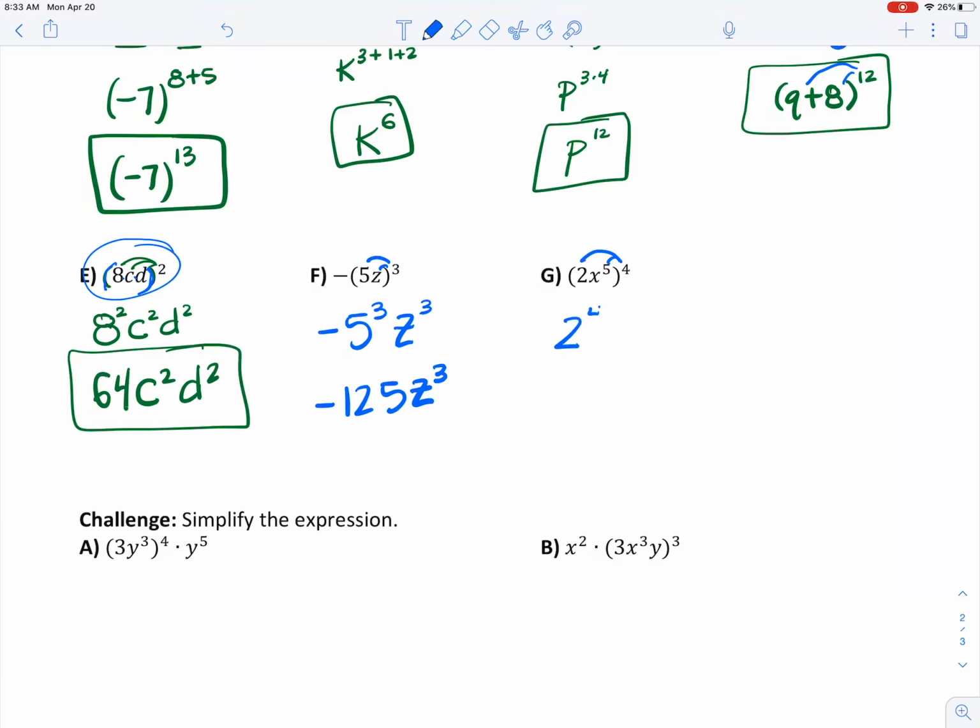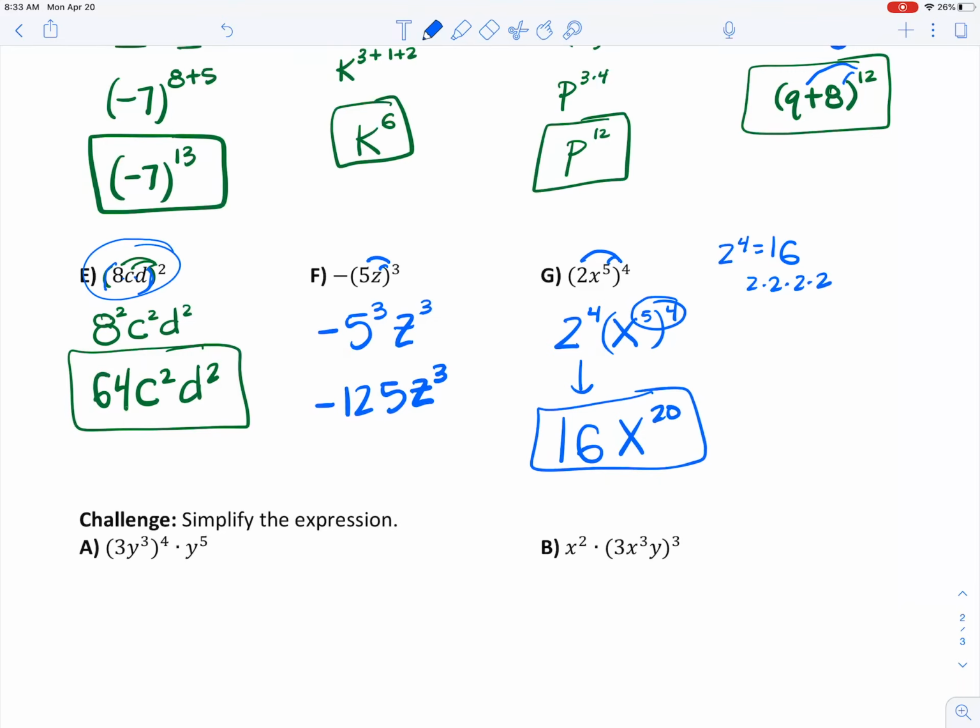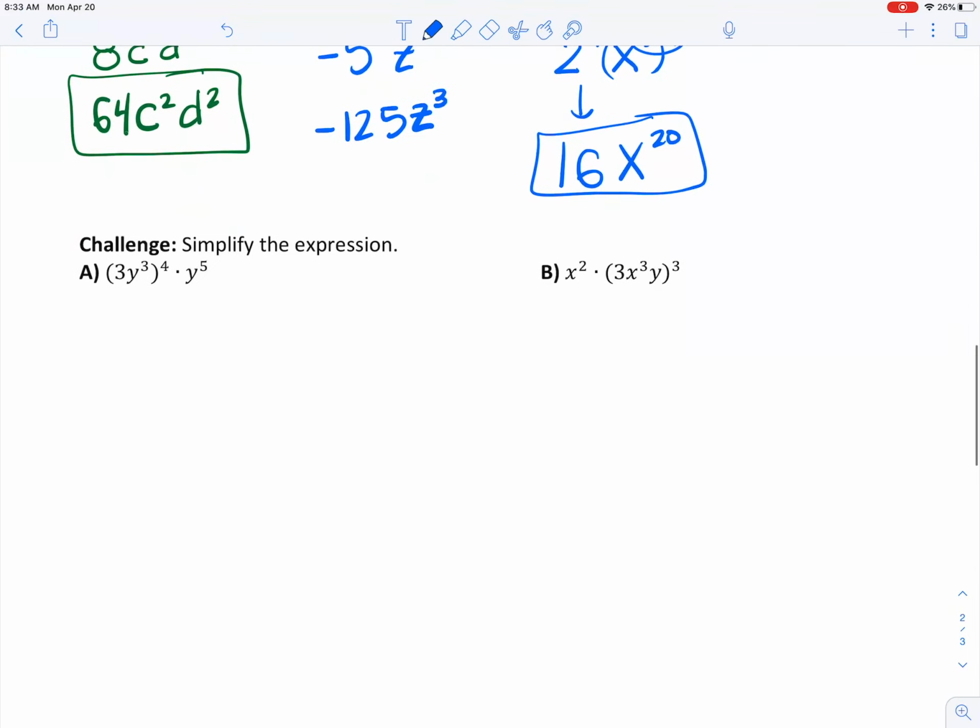Okay, letter G, I'm going to distribute that 4 through. So I have 2 to the 4, and then here, be careful, I have x to the 5, but then that is taking it to the 4th power, so I have a second step to do. 2 to the 4th is 16. That's like saying 2 times 2 times 2 times 2, so that's 16. And then this right here, I still have to multiply those two exponents together. So that's x to the 20th power.